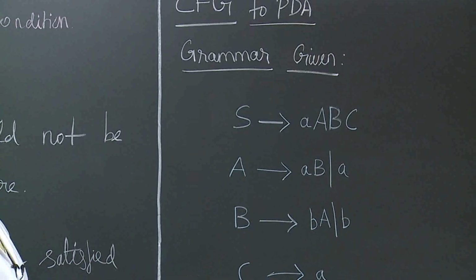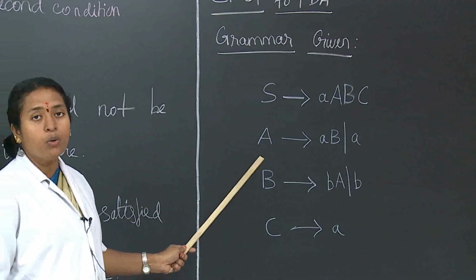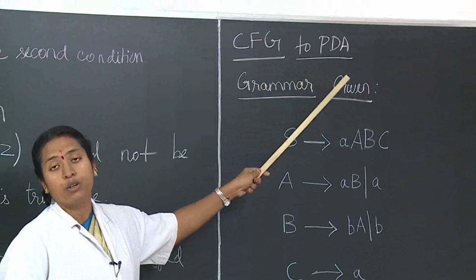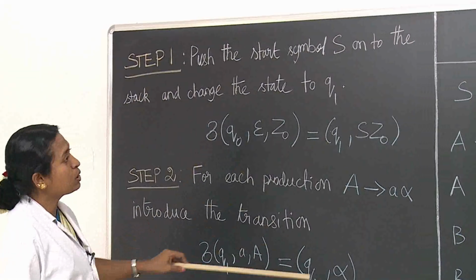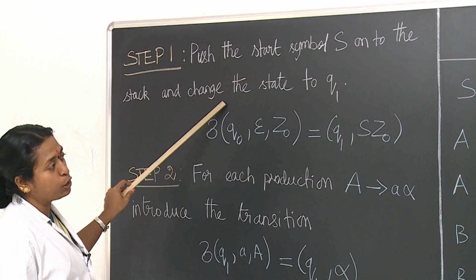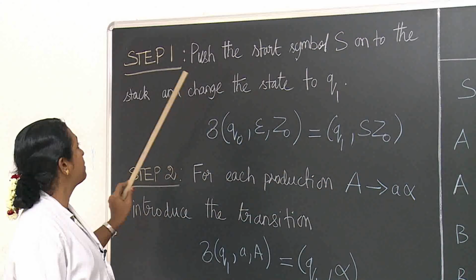For example, this is the given grammar. We can see step by step how to convert this context-free grammar to push-down automata. Now these are the steps to convert the given grammar into push-down automata. We can see the first step.